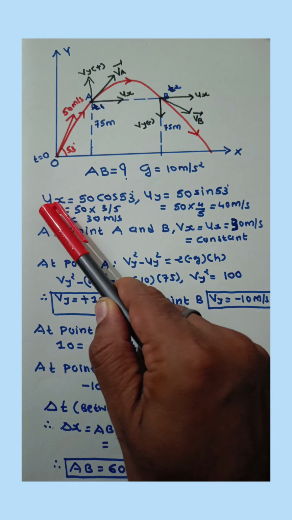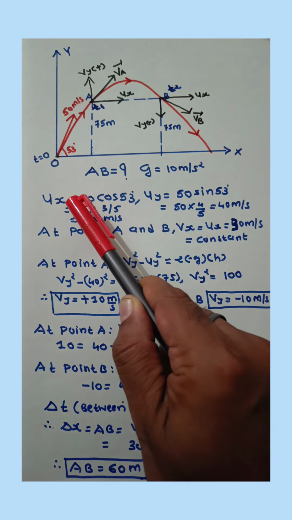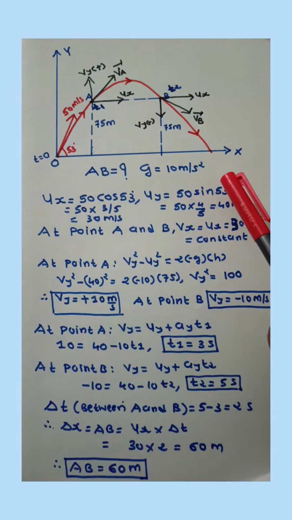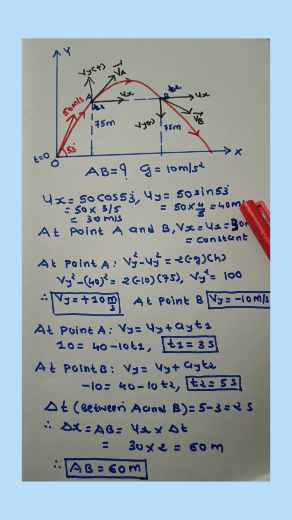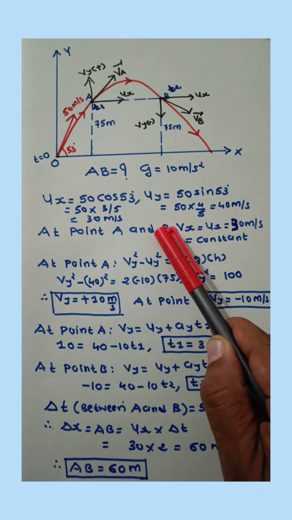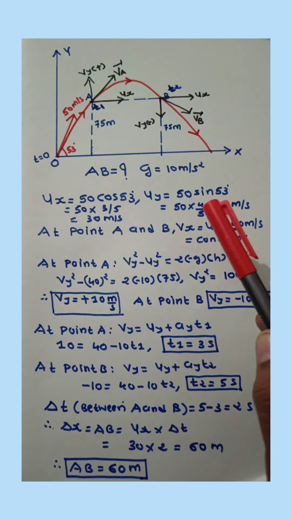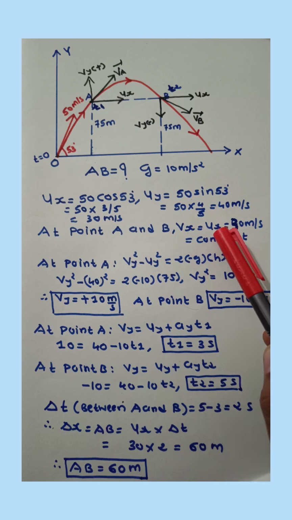So first of all, find the x component and y component of the initial velocity, that is 50 cos 53 and 50 sin 53. So ux is 30 meters per second and uy is 40 meters per second. At point A and at point B, the x component of velocity is the same as the x component of the initial velocity, because the x component of velocity is constant in projectile motion. So Vx is equal to Ux, which is 30 meters per second.